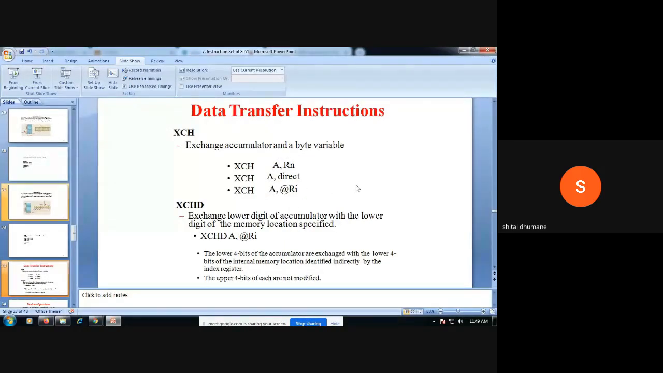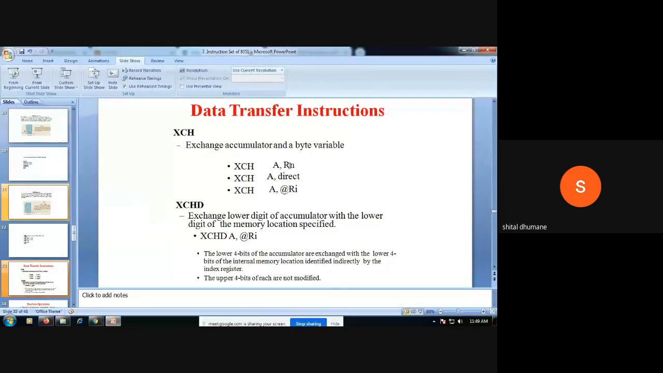So you can exchange the data between the accumulator and any of the R0 to R7 registers. You can exchange the data between the accumulator and the contents of any memory location that is directly specified, and you can exchange the data between the accumulator and any memory location indirectly specified. So this is the first instruction, XCH A comma Rn. That means the contents of the accumulator and any register R0 to R7 will get exchanged.